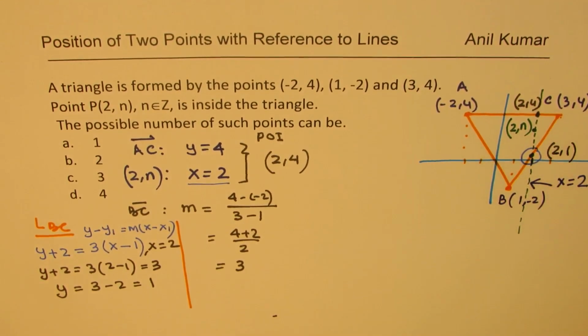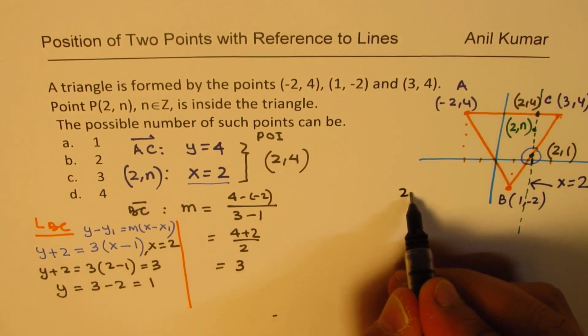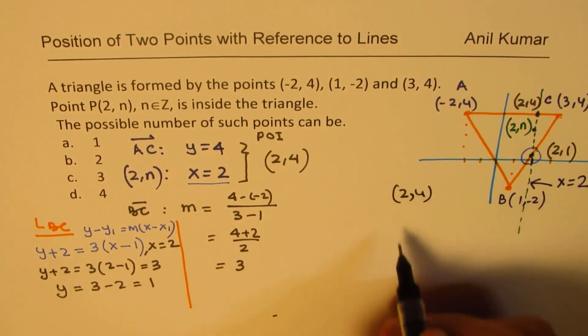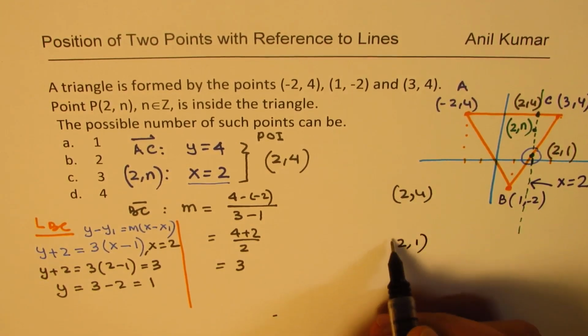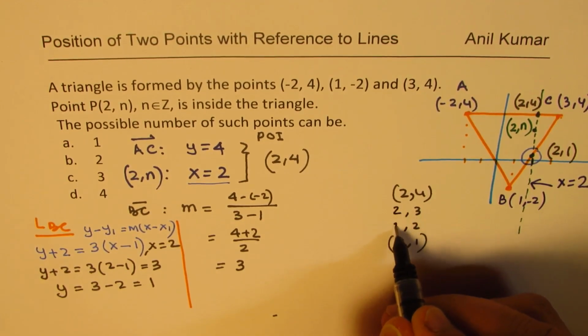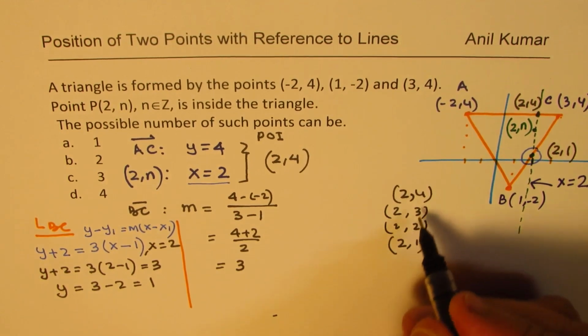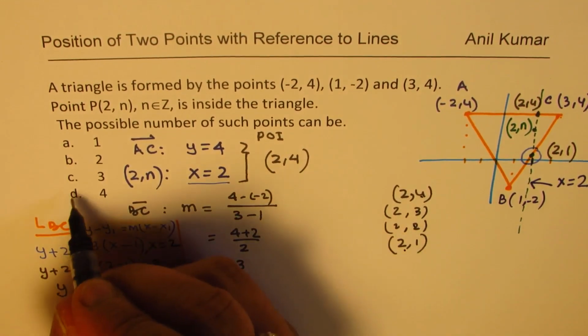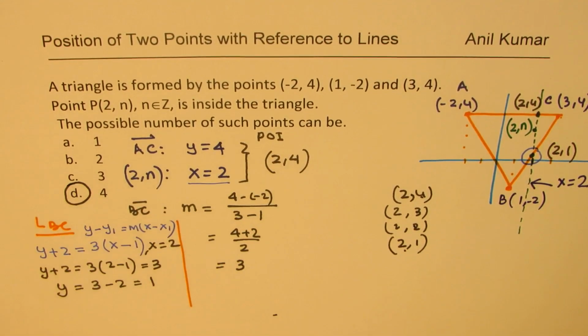Is that clear? Now, we have these set of points between 2, 4 and 2, 1. The points could only be, these are the possible integer values. Does it make sense to you? So we can count 1, 2, 3, 4. So the option D is the correct option. Does it make sense to you?